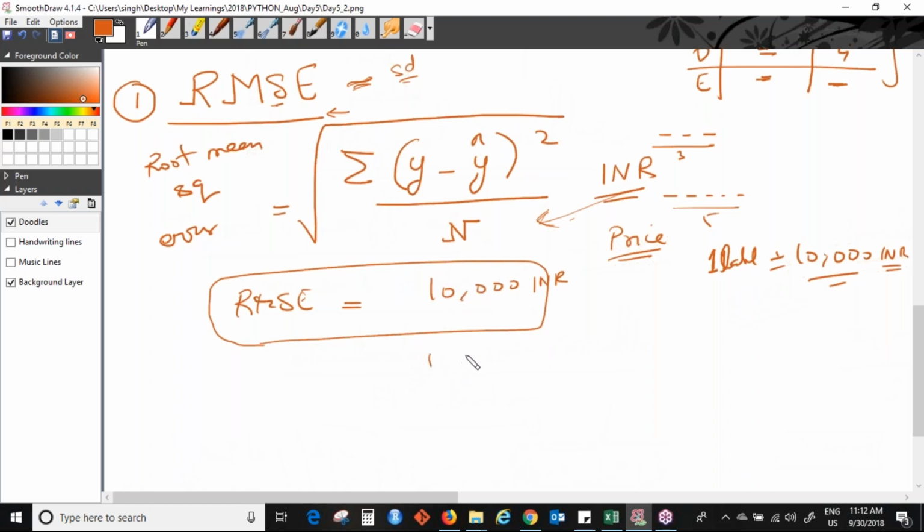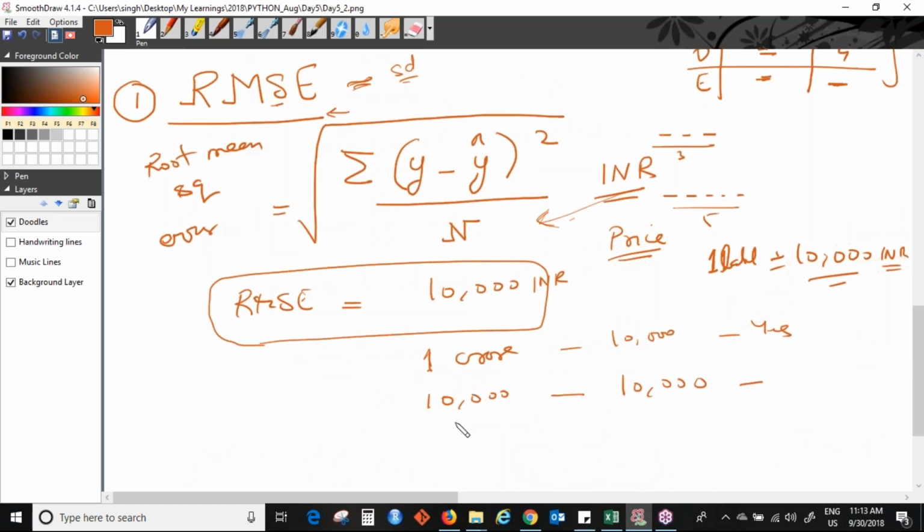Let's say the actual price of the house is 1 crore, and your model's error is 10,000. Then is it a good model? If the actual price is 1 crore and the error that you are making is 10,000, then of course it is a good model, because you are just 10,000 away from 1 crore. But if the actual price of the house is 10,000, let's say, and your error is also 10,000, is this a good model?